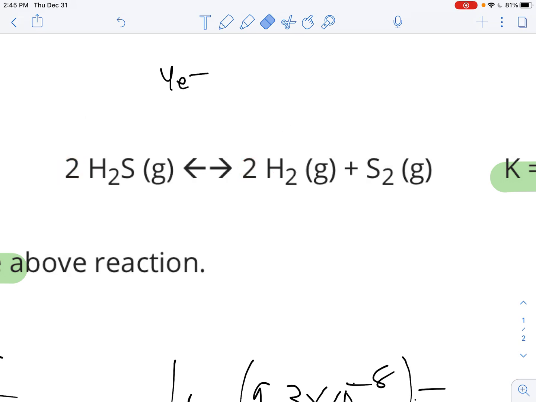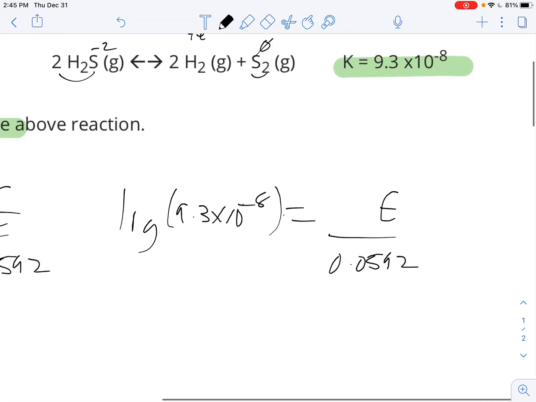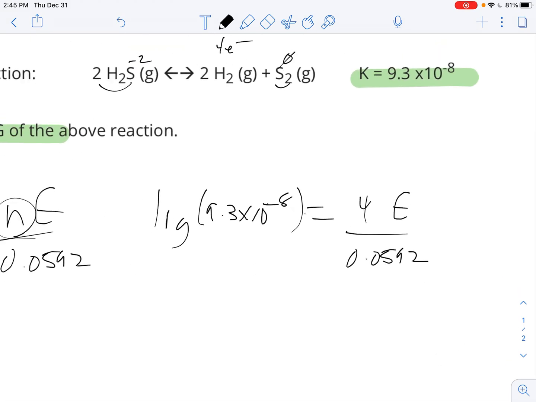Now we should get the same thing if we do it from the sulfur's perspective, and we do. The sulfur starts at -2 and then ends up over here at 0. Right? So that's a 2 electron change, but there are 2 sulfurs here, so 2 at 2 electrons is still 4 electrons. So there are 4 electrons that are being transferred in this problem.